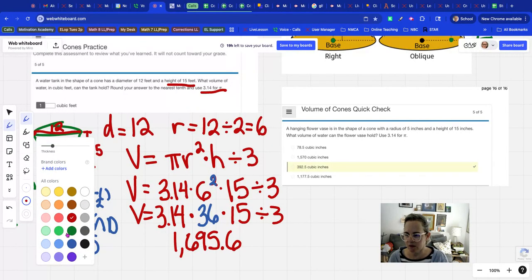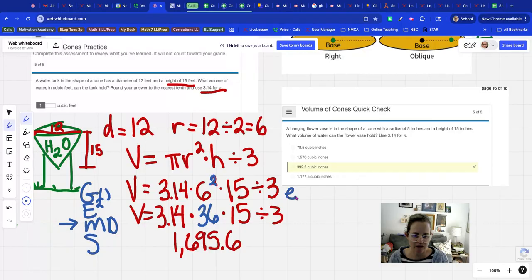And again, what I did here, so first step was exponents. Second step was multiply. So this is what I did first, and this is what I got. And I used a calculator.